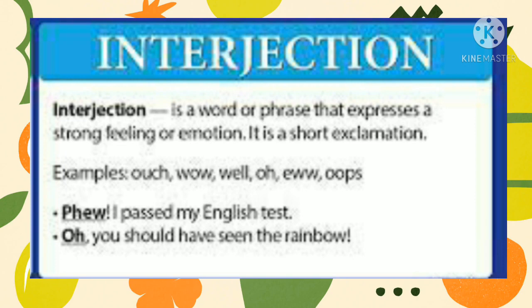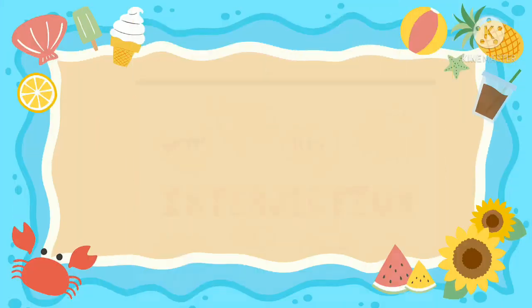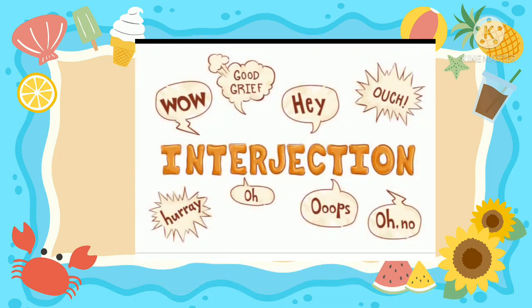The example sentences we have here are: Phew! I passed my English test. So, phew is one interjection that is used when we are relieved. We are anticipating something very eagerly, and when we are relieved that it has come as a positive result, the likely interjection that we will be using is phew. So, the PH is pronounced as F, children. It is not pew, it is few. The next example we have here is: Oh, you should have seen the rainbow. And what is the interjection here, children? It is oh. The interjections do not generally give a meaning by themselves. It is generally a strong emotion or a feeling that we try to express.